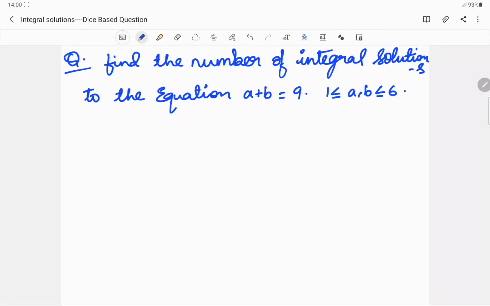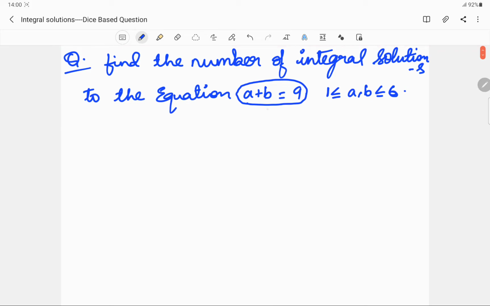Hi, in this video we are going to look at the integral solutions based questions from the topic permutation and combinations. The questions will be of this type. In this question we are asked to find the number of integral solutions to this equation. Given equation is a plus b equals 9, and it is written that a and b can be any value from 1 to 6.